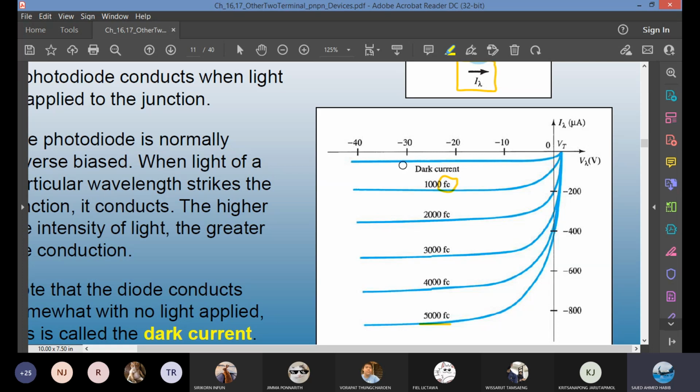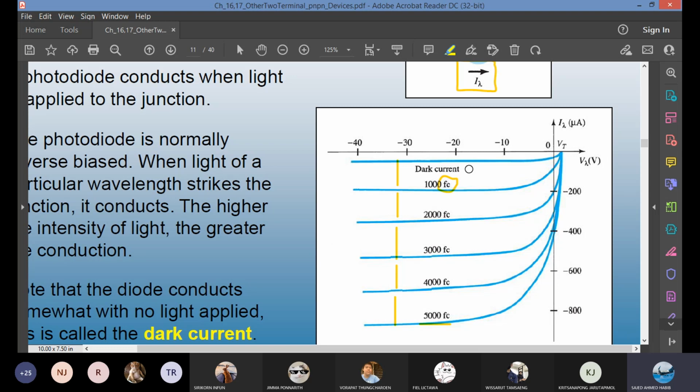Notice the lines, they have almost the same amount of separation between different levels. The distance between one line to the other, they're almost parallel and the same distance. It shows you a linear relationship. The stronger the light, the more the current. This is like a linear relationship.